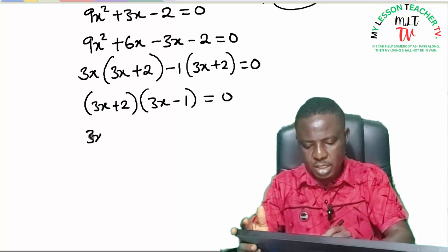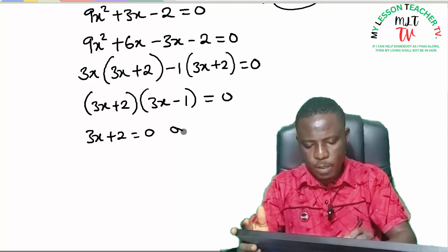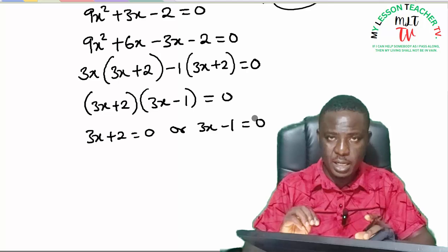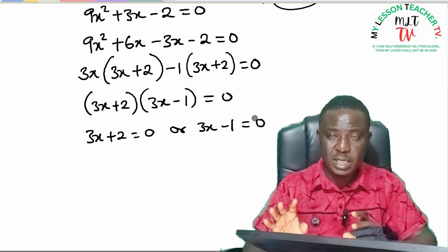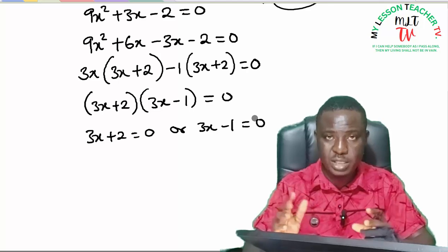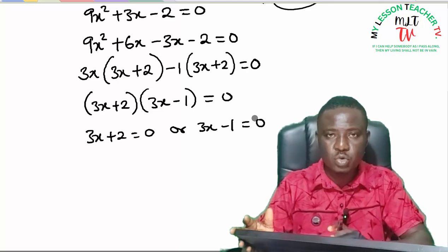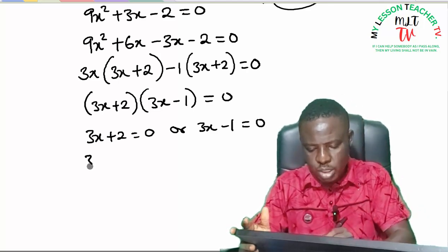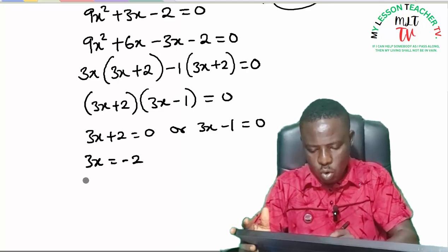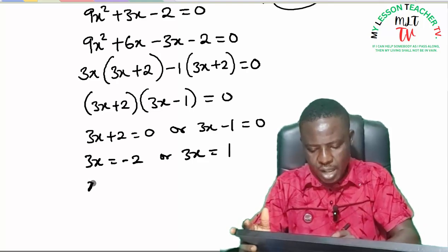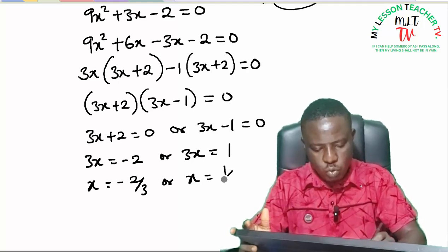So it therefore means that 3x plus 2 is equal to 0, or 3x minus 1 is equal to 0. When you multiply two expressions together to be equal to 0, it therefore means that either of the two is equal to 0, or both of them are zeros. So that's why we have it to be like this, which gives us two linear equations. So this becomes 3x is equal to minus 2, or 3x is equal to 1. We have it that x is equal to minus 2 over 3, or x is equal to 1 over 3.